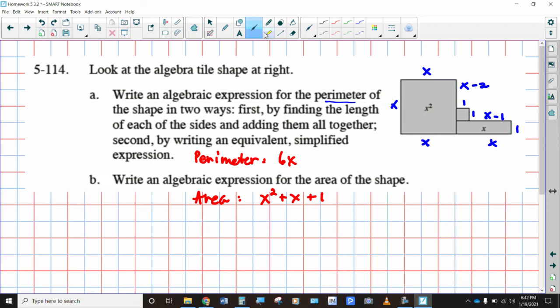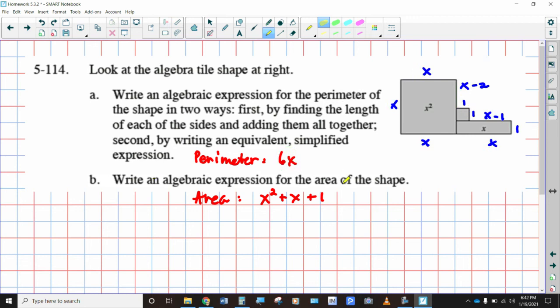But it seems so much easier to take all of your x's and combine them. You got a total of 1, 2, 3, 4, 5, 6 x's right there. And then take your negative 2, cancels out with those positive 2's, and your negative 1 cancels out with that positive 1, so it ends up being 0. So 6 x's plus 0, the perimeter is 6 x's.